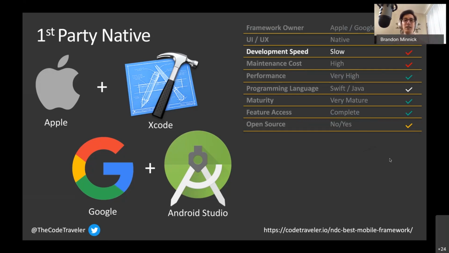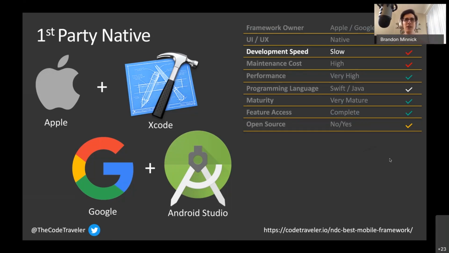Now, your development speed here is going to be slow. And when I say slow, I mean slower than the other options that we'll talk about in this presentation. The development speed is slower because you essentially have to create the same app twice. If you create it with Apple's tools in Xcode, you'll create that app using either Swift or Objective-C. And then when you want to publish that same app to the Google Play Store, you have to create it in Android Studio using Java or Kotlin.